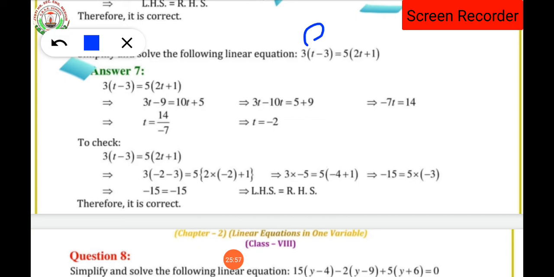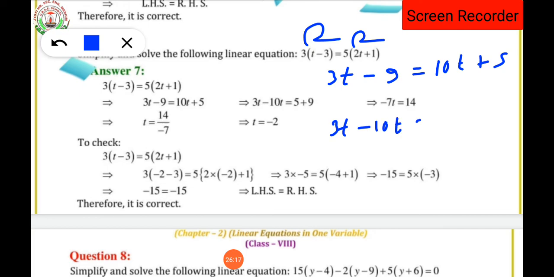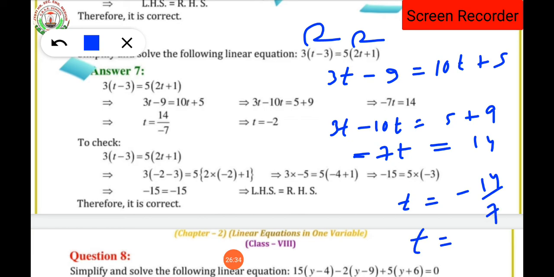Here 3 will be multiplied with both, 5 will be multiplied with both the numbers which are present inside the bracket. It will become 3t minus 3 into 3, 9 is equals to 10t plus 5. Okay, now the t terms will be transposed to one side. So 3t minus 10t is equals to 5 plus 9. So 5 plus 9 will be 14 and here it will be minus 7t. So t is equals to, giving this negative sign to the 14, it will become minus 14 upon 7. So t is equals to minus 2 as an answer.